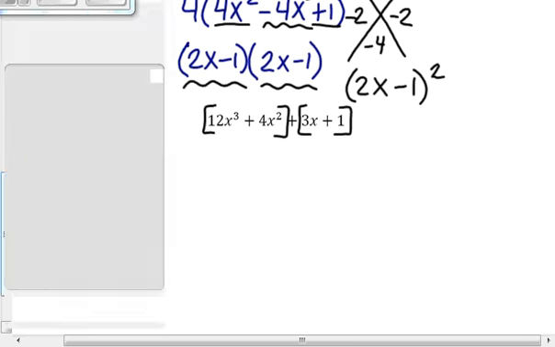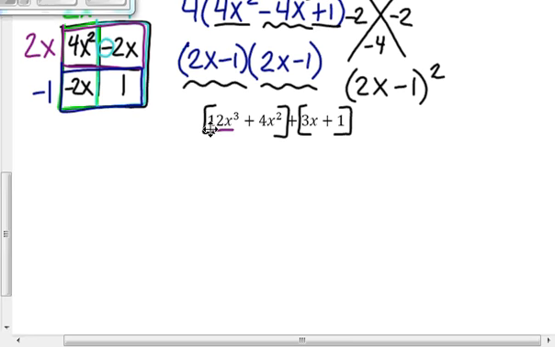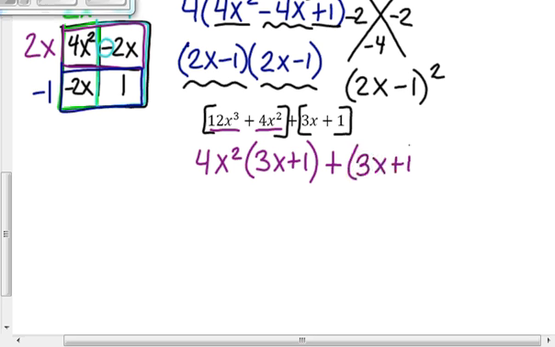My GCF in 12x cubed and 4x squared: 4 goes into 12 and 4, so I can factor that out. And x squared is in x cubed and x squared, so I can factor out an x squared. So 12 divided by 4 is 3. x cubed divided by x squared is x. 4 divided by 4 is 1. And x squared divided by x squared is 1. Do the same thing with the next one. Well, there is no GCF, so we can leave it as 3x plus 1.